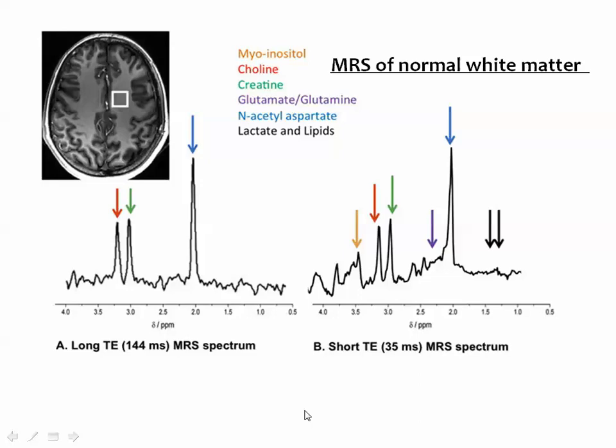Then this is the normal MR spectrum using the long TE, which is in the range of 145, and short TE, which is in the range of 35 milliseconds. In the long TE, you see the major three metabolites: the N-acetyl aspartate, creatine, and choline. In the short TE, you get more metabolites like lipids and lactate, glutamine and glutamate, and myoinositol.